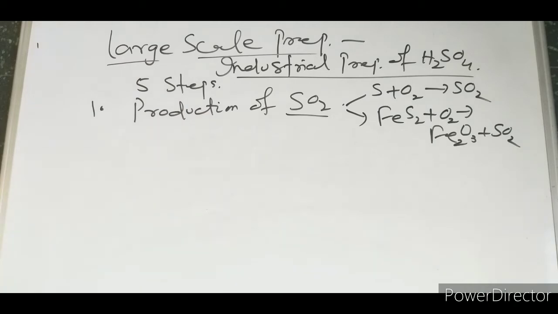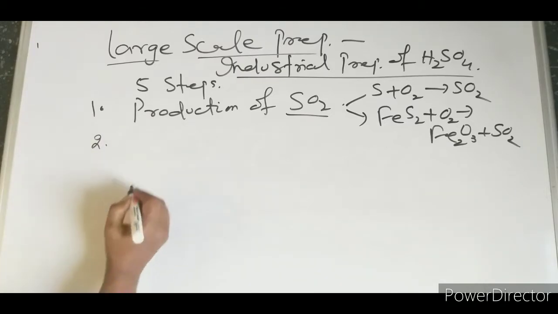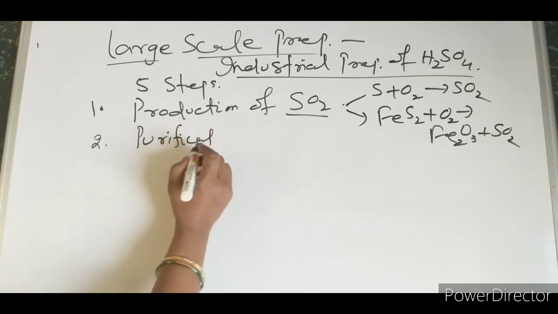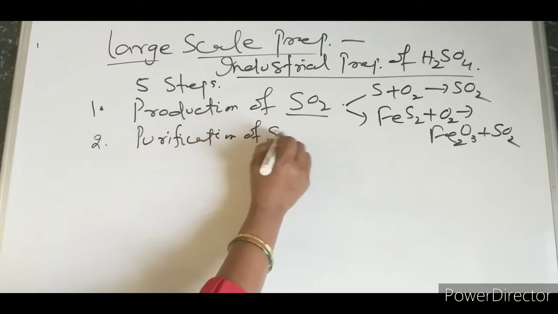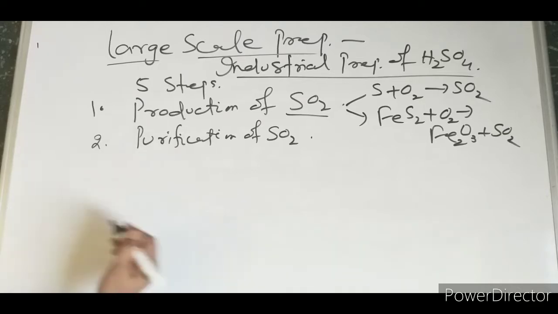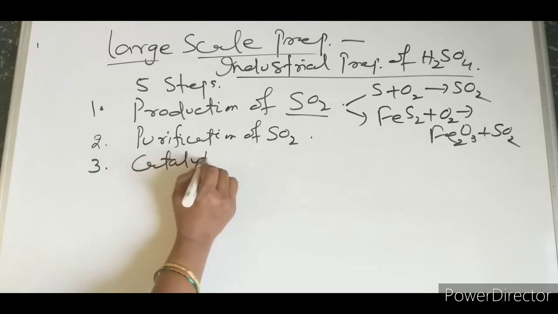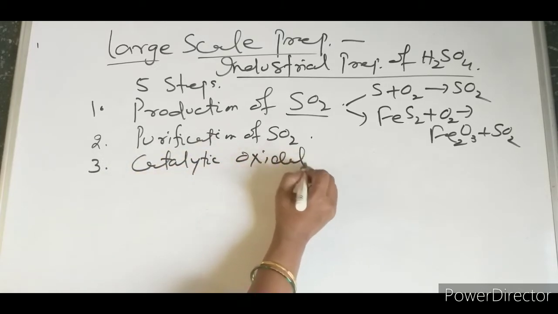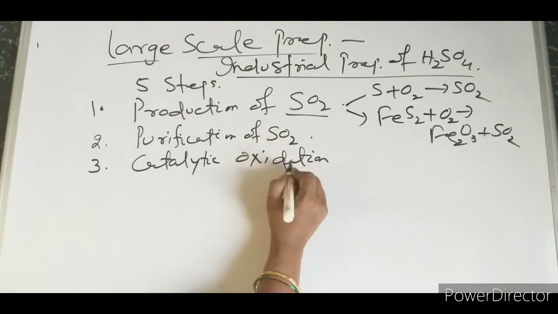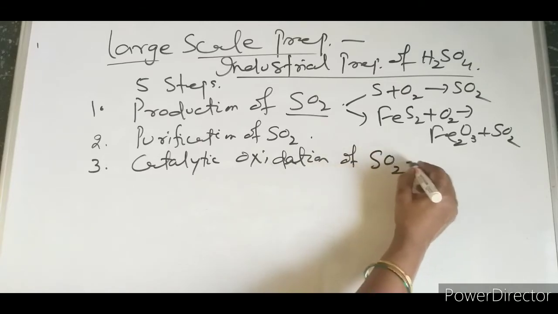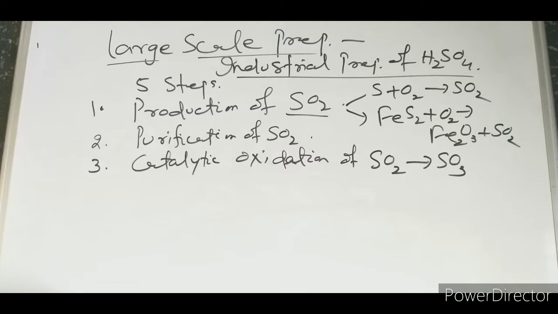After getting SO2, this SO2 must be purified. So the second step will be purification of SO2. There are different stages for purification, and we will discuss them afterwards. The third step will be catalytic oxidation of SO2, converted to SO3.